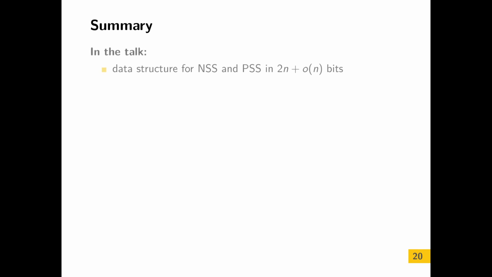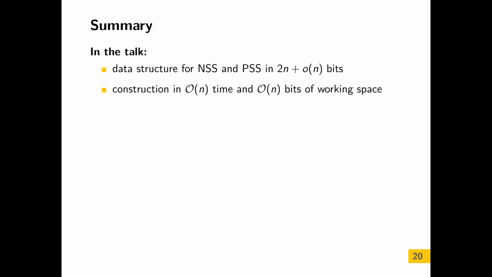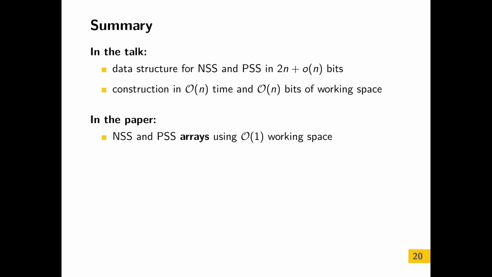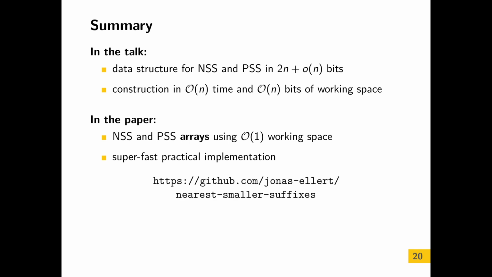We have seen a succinct data structure that encodes previous and next smaller suffixes in around 2n bits. Our construction algorithm for this data structure takes linear time and uses only order of n bits of additional working space. In the paper, we also describe how to construct the PSS and NSS arrays using only a constant amount of additional working space. Lastly, I want to mention that we also implemented our algorithm. In practice, it is up to 10 times faster than previous algorithms, while also using significantly less memory. You can find some experimental results in the paper, and our implementation is publicly available on GitHub.